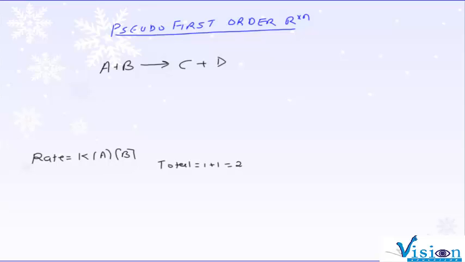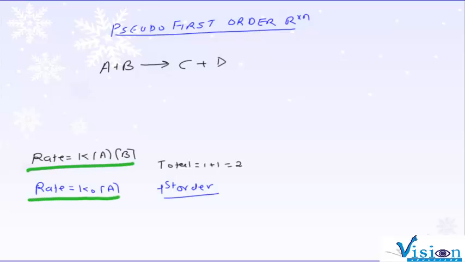However, somehow it behaves like this: the rate equals k0 into concentration of A raised to 1. It behaves as first order. Though it is a second order reaction, its final outcome is that it behaves like a first order reaction. Such a reaction we call a pseudo first order reaction. Let us understand in which condition a reaction which is supposed to be second order converts to a first order reaction. Let's see those conditions.